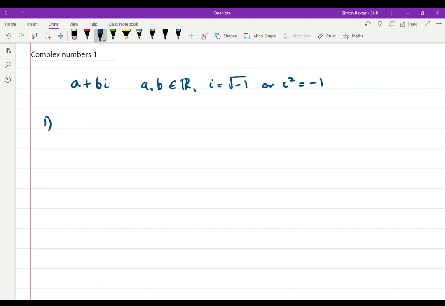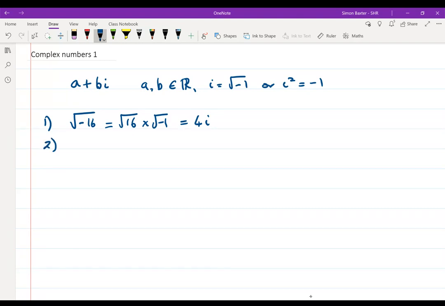Firstly, if I want to look at the square root of -16, I think of the square root of 16 times the square root of -1, which is 4 times i. Very, very similar to the square root of 8 is the square root of 4 times 2, which is 2 root 2.